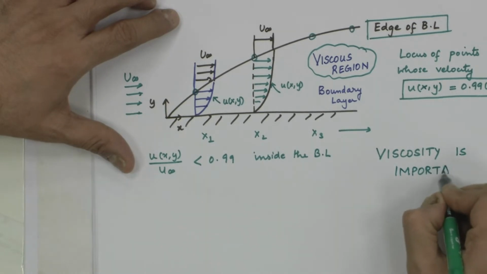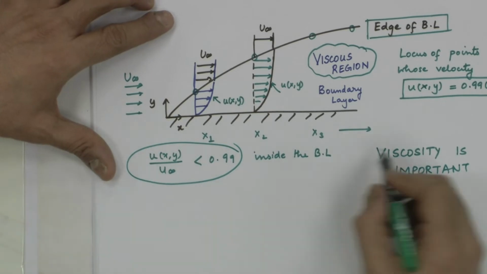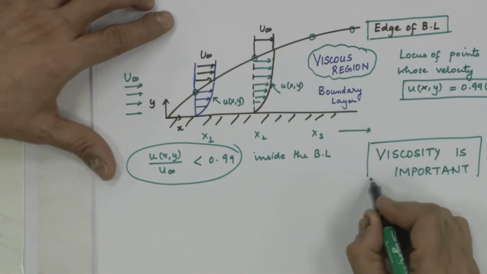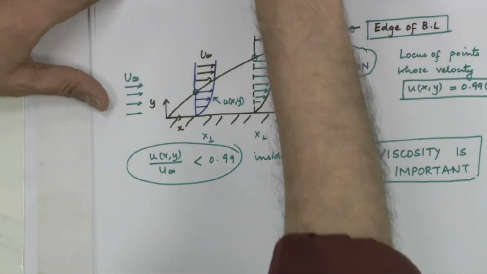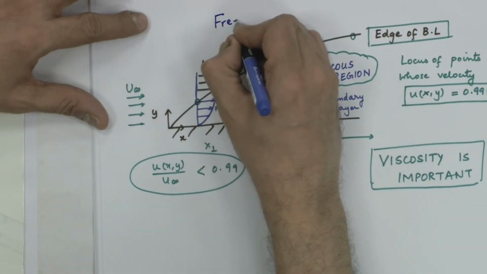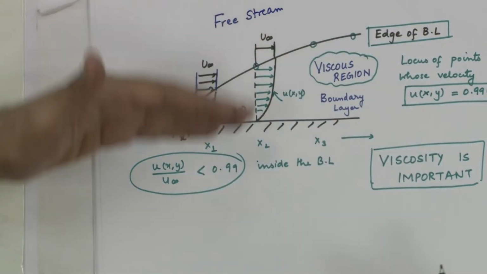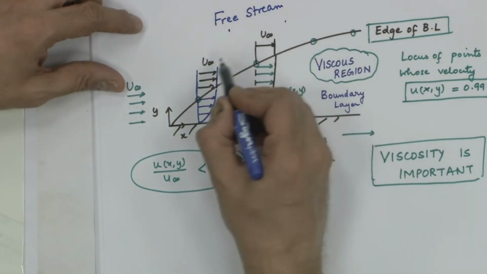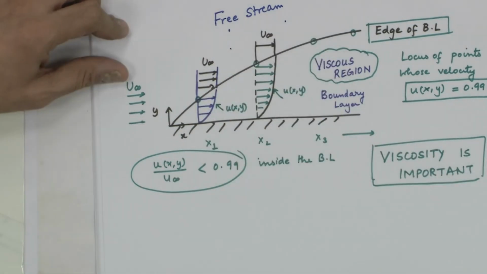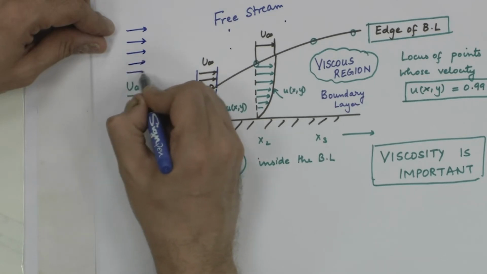Why? How do I know it is important? Because I see this. Because I see this, I know viscosity is important. This part is called the free stream, because any point here does not know that there is a solid wall; it is still flowing with the velocity u infinity.